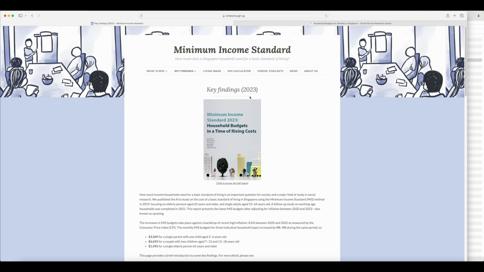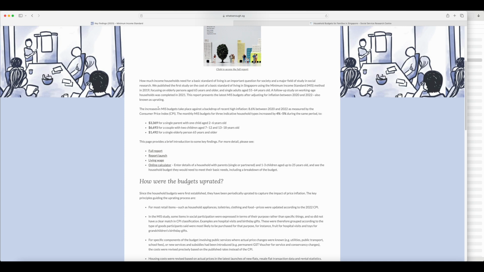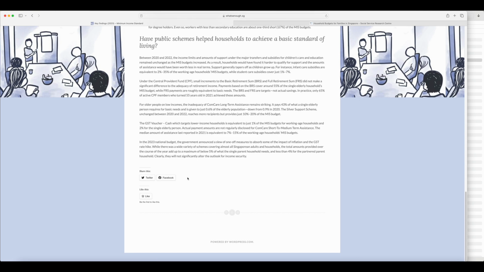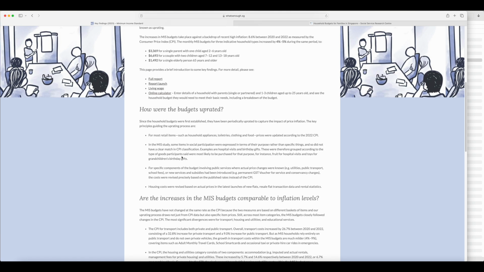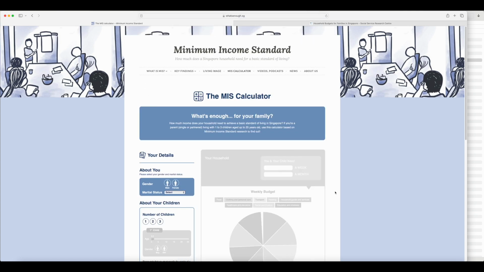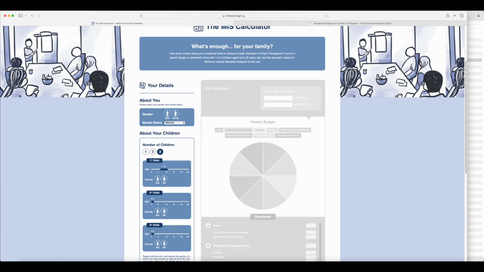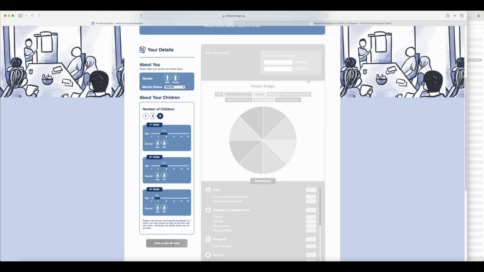So if you go to key findings of 2023, it's a very detailed report. It gives you what's the average considering inflation. So if you can click here if you want the full report. But I'm more interested in this online calculator, right? And in this calculator, it will try to break down based on my marital status, number of children, ages 7 to 12, 2 to 6, and see the results.